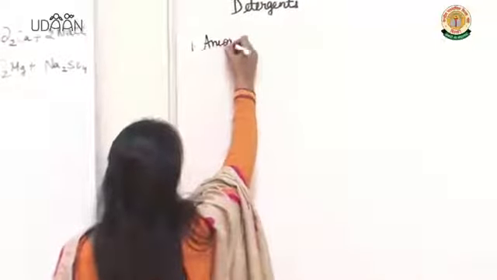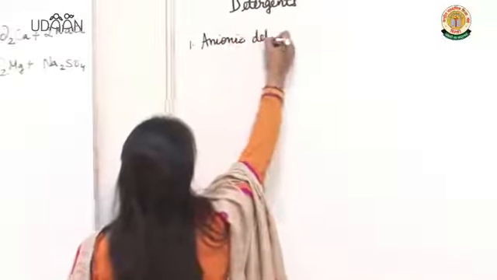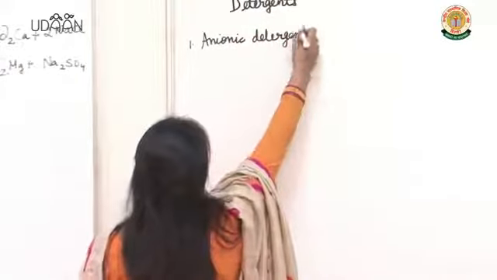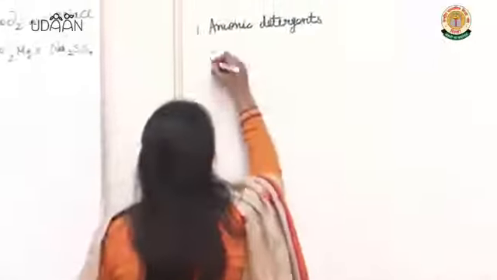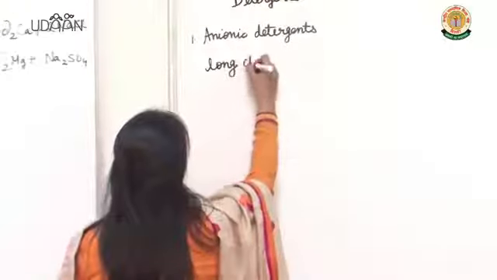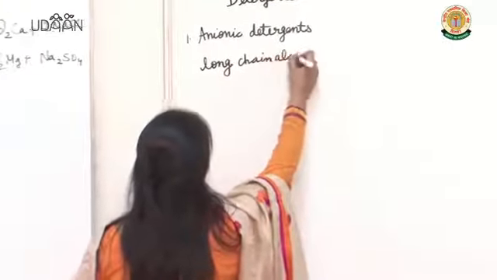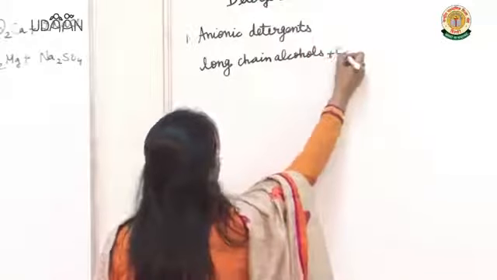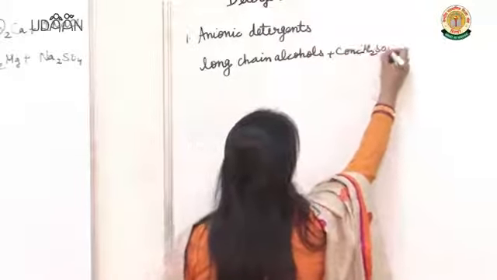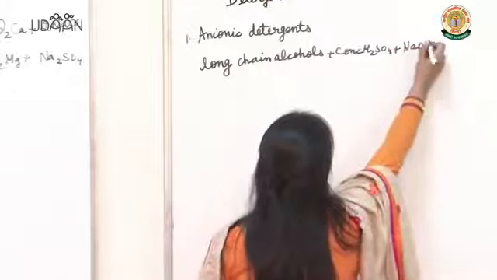What are detergents? Detergents are the sodium or potassium salts of sulfonic acids. Now we can classify detergents as anionic detergents, cationic detergents and non-ionic detergents. Now what are anionic detergents and how they are formed? Anionic detergents are formed by reaction of long chain alcohols with concentrated H2SO4 followed by reaction with NaOH.